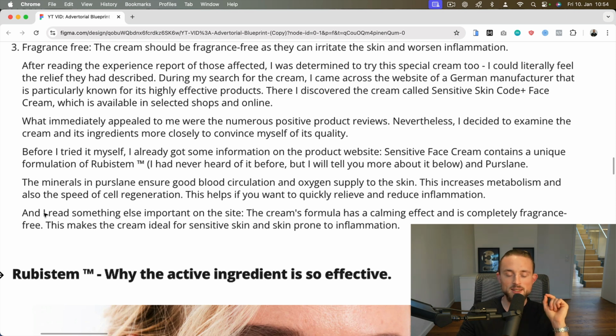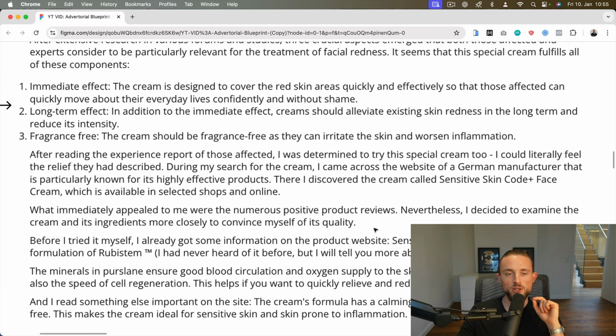And I read something else important on the site. The cream's formula has a calming effect and is completely fragrance-free. This makes the cream ideal for sensitive skin and skin prone to inflammation.